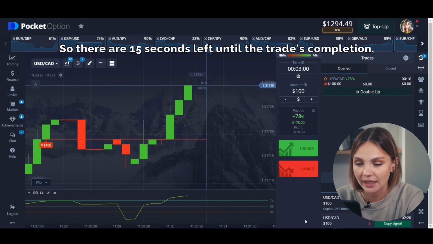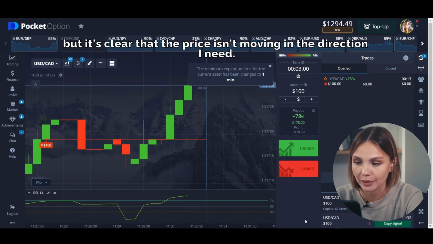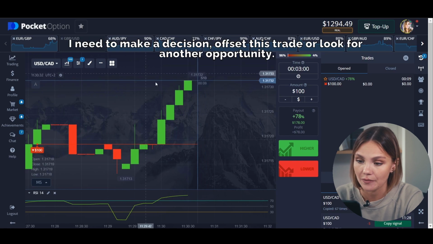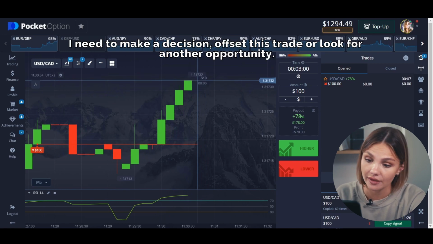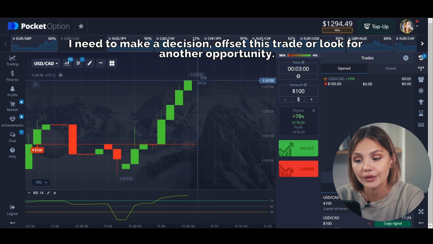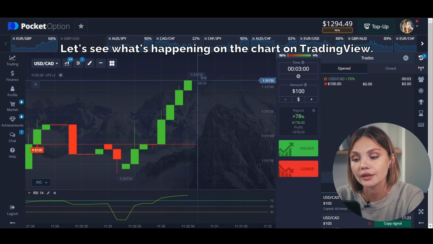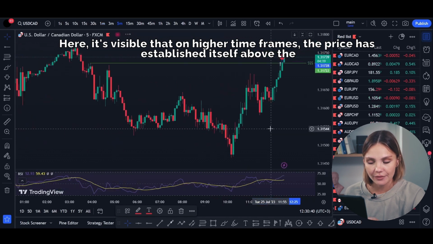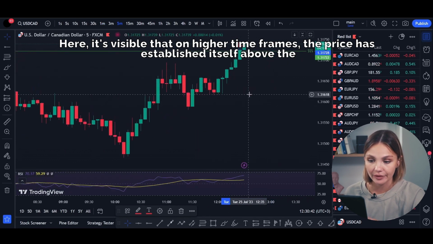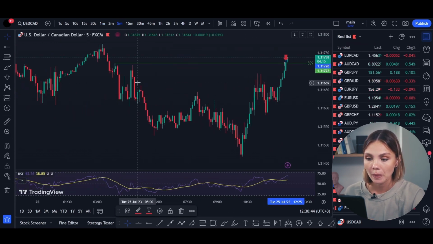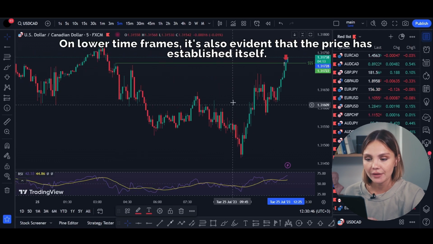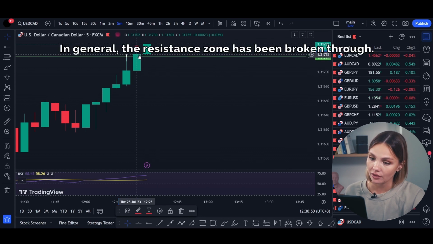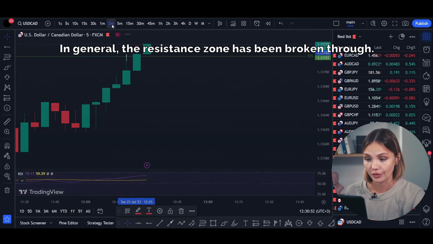So there are 15 seconds left until the trade's completion, but it's clear that the price isn't moving in the direction I need. I need to make a decision: offset this trade or look for another opportunity. Let's see what's happening on the chart on TradingView. Here, it's visible that on higher time frames, the price has established itself above the resistance level. On lower time frames, it's also evident that the price has established itself. In general, the resistance zone has been broken through.